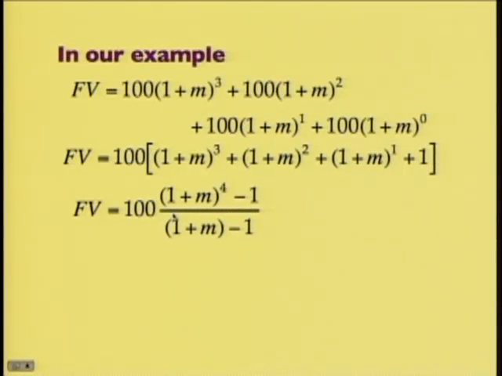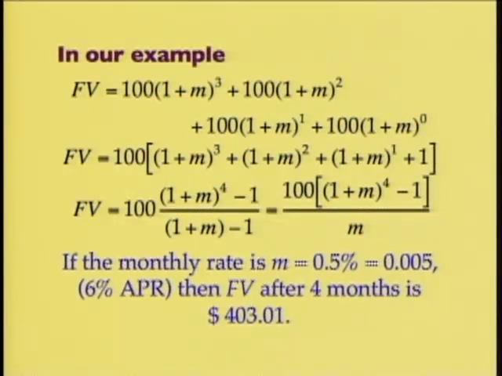Okay, and then it's just a matter of deciding what the monthly rate is. There is a little simplification, 1 plus M minus 1 is just M. If I assume a 6% interest rate, that's 6% annual, divide that by 12, then that's 0.5% per month. So my monthly interest rate would be 0.005. And then when I do the little calculation, it works out to be $403.01.